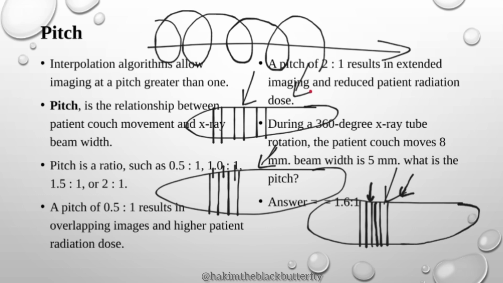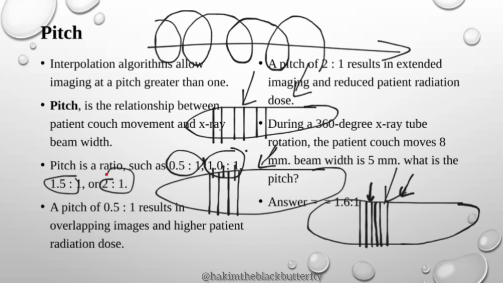Pitch is a ratio such as 0.5 to 1, 1.0 to 1, and 1.5 to 1. 0.5 divided by 1 is 0.5, so that pitch is less than 1. This pitch, less than 1, is applied in head CTs. This pitch of 1 is applied in other parts. This pitch is greater than 1 and this one is greater than 1.